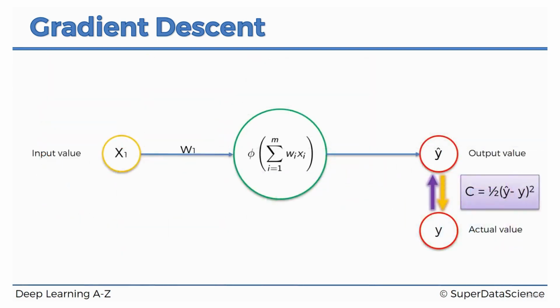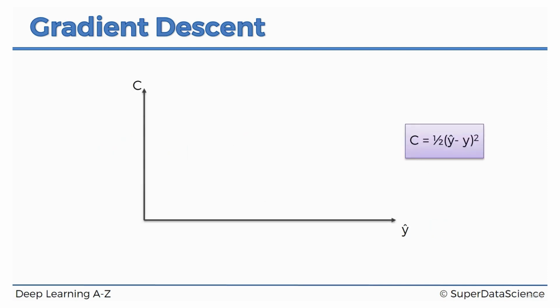This is our very simple version of a neural network, a perceptron or a single layer feed-forward neural network. What we can see here is this whole process in action, where we've got some input value, then a weight, then an activation function is applied, we get y hat, and then we compare it to the actual value and calculate the cost function. So how can we minimize the cost function? What can we do about it?